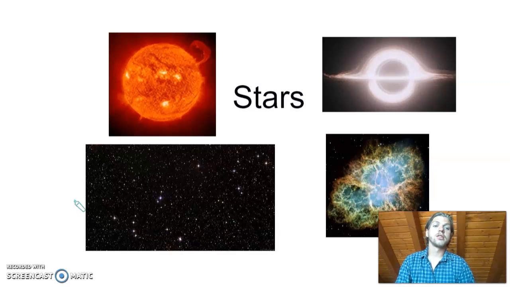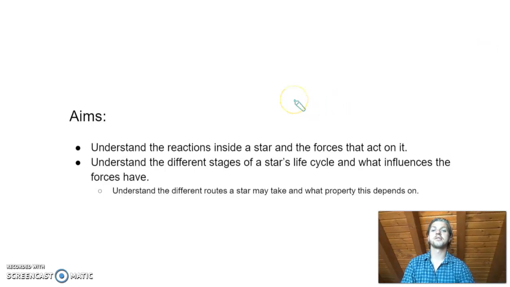And then that bottom right, nice looking picture is a nebula, which is just a cloud of dust and lots of hydrogen. And this one is actually the Crab Nebula, which it's called a crab because the person who found it said it looked like a crab. Can't really see that. But anyway, moving on, we'll crack on with the aims of the lesson.